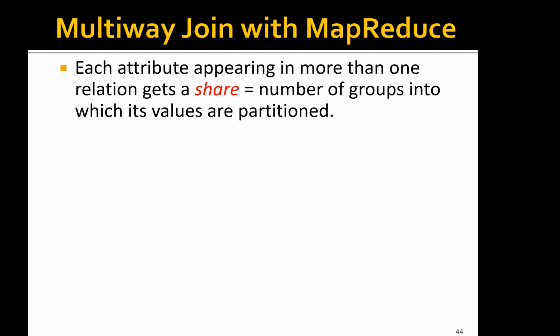Okay. So how you would design a multi-way join is, first of all, the attributes that appear in more than one relation are the critical ones. The ones that appear in only one relation just get carried along and they're not important. So I'm going to assign for each attribute appearing in more than one relation a share, which is the number of groups into which its values are partitioned. And the product of the shares for all of the attributes is the number of reducers. And let's say we want to limit that to some reasonable amount. So the question becomes, what should the share be for each attribute?